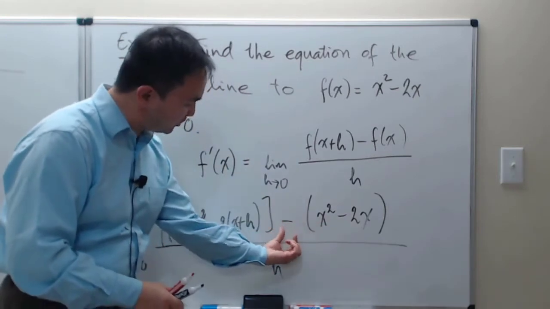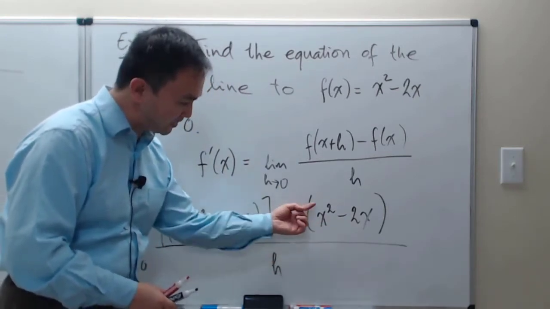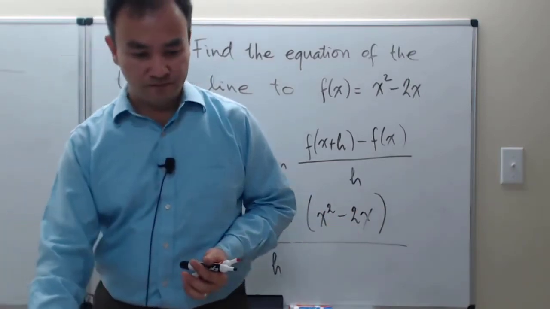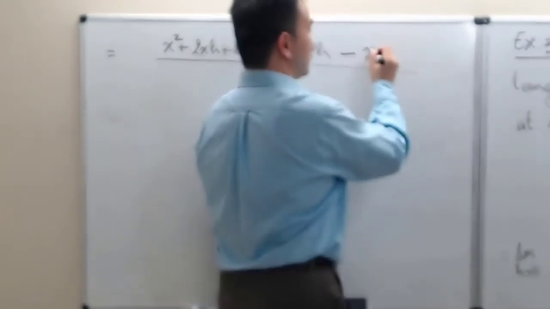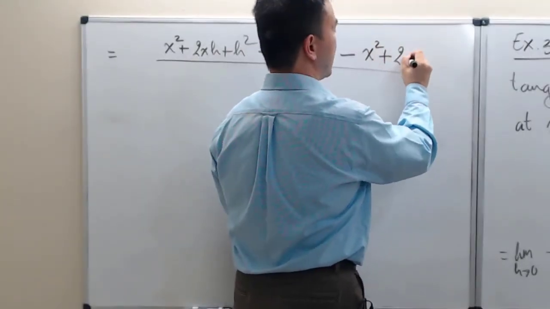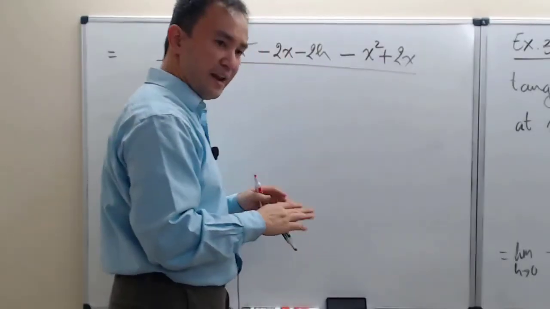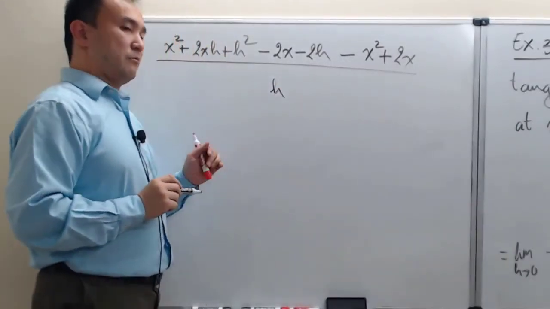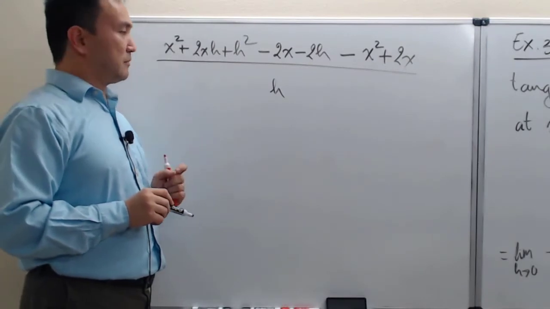But now if we distribute that negative sign to each term, expect the sign to change. So in my next step right here, it's going to be minus x squared plus 2x. That's how things are being done algebraically, over h.